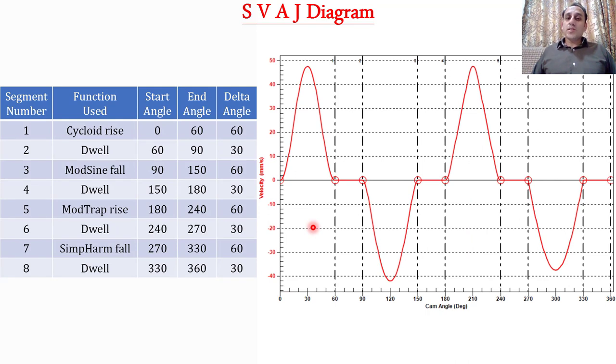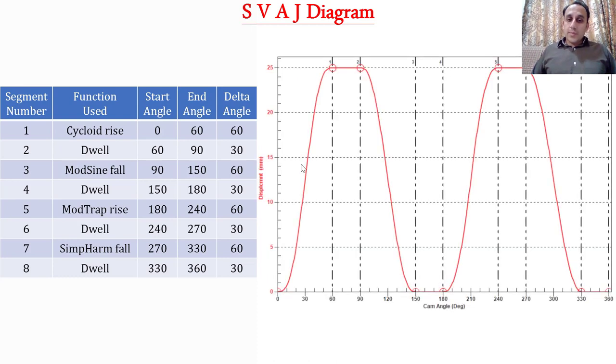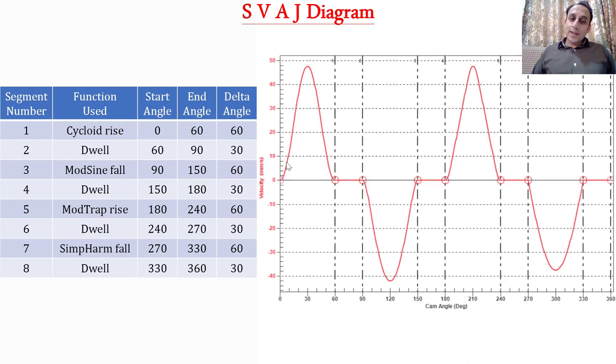So now this is the velocity diagram. After displacement, we have the velocity diagram for each segment. This is the velocity diagram for segment number 1, which is the rise. Then we have the velocity diagram for dwell. Then we have the velocity diagram for this fall, then dwell, then rise, then dwell, fall, and then finally dwell. So what is happening? If we take the time derivative of this function, we will get what? We will get this function.